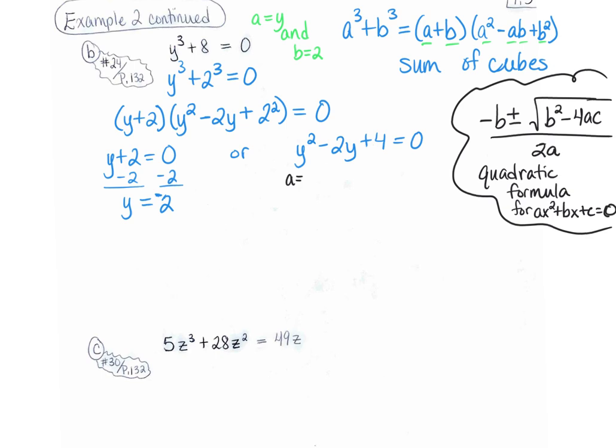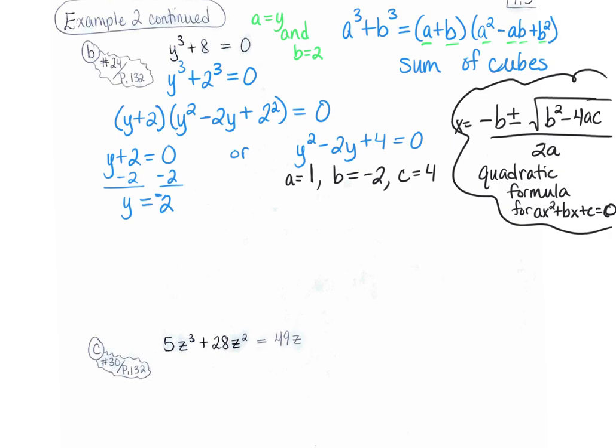Knowing all of that, what's our a from this? Yes, it is. Keep going. What's b? Negative 2. Good. And what's c? Very good. Excellent. So now we use the quadratic formula.